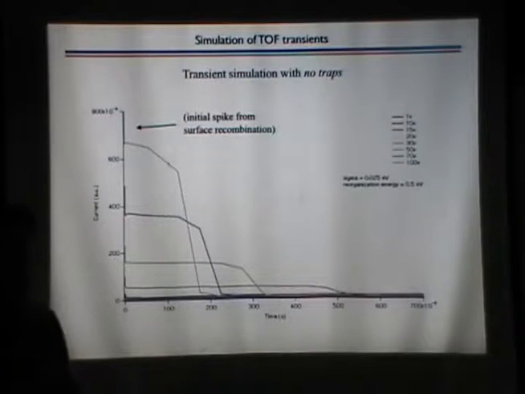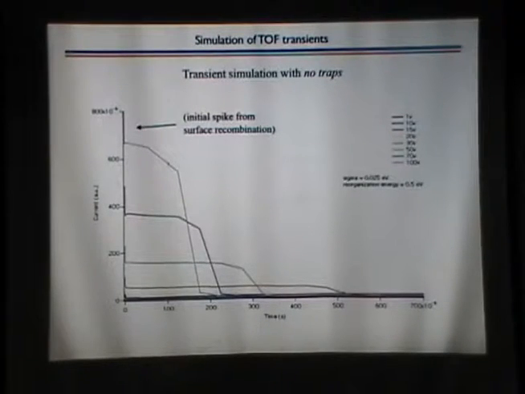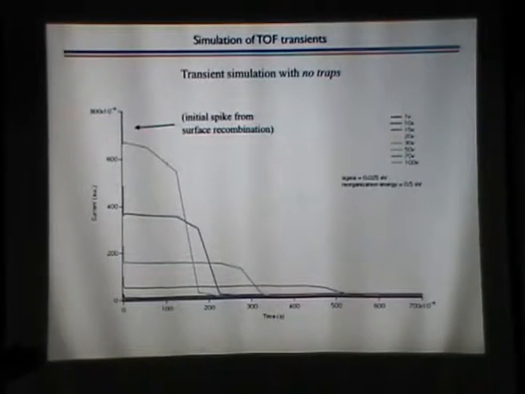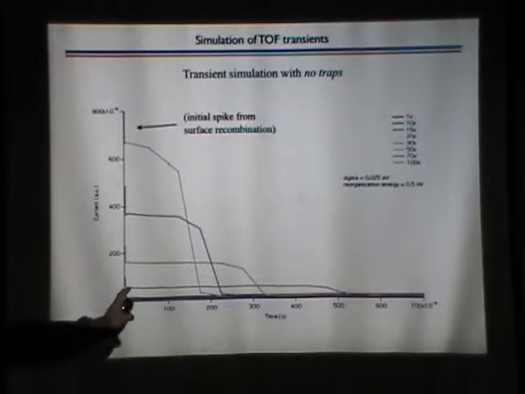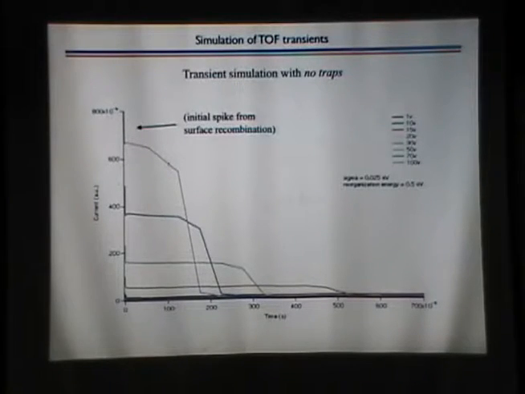Okay, so let's start adding some traps to the simulation. So we've got that main band. Now we're going to start adding a little bit of traps. And sorry, this is no traps. Okay, let me back up. This is no traps, but what we can do is monitor the current as a function of time and measure the transient of the signal in the material. And this is what we would actually measure in the time of flight experiment.